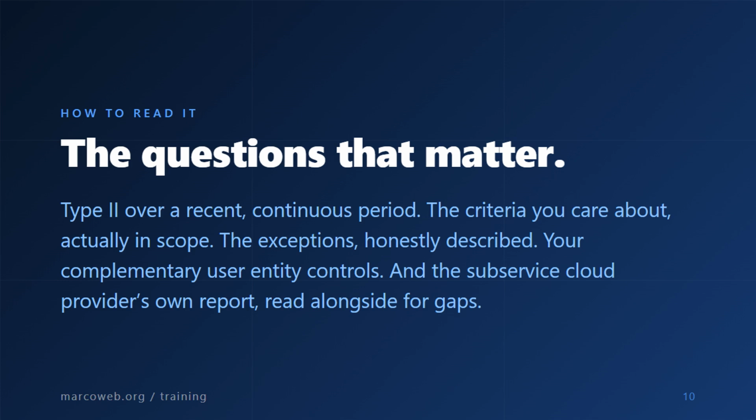So how should a customer read a vendor's SOC 2? Confirm it is a Type 2 over a recent, continuous period. Check the criteria you care about are actually in scope, not just security. Read the exceptions the auditor noted. Note your complementary user entity controls, the things you must do for the provider's controls to work. And read the subservice cloud provider's own report alongside, checking for gaps. A customer who works through these has done real due diligence.